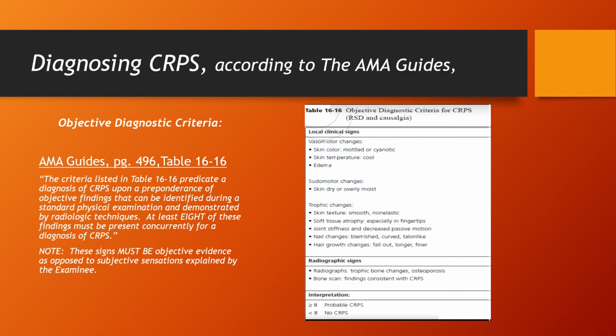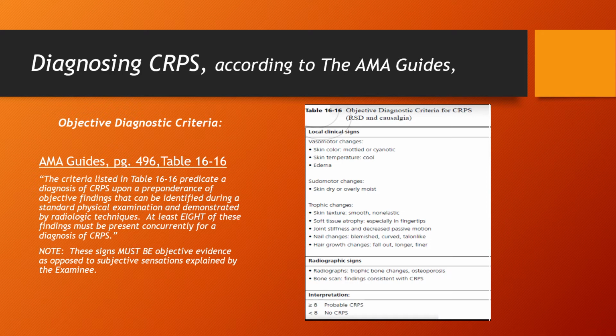Okay, so let's muddy the waters just a little bit more. Let's take a look at how we diagnose CRPS according to the guides. Now, you remember the Budapest criteria was how the medical community and the researchers and the scientists are discussing the relevance and if indeed an individual has CRPS by the criteria that were listed there. Now we have the diagnostic criteria used by the AMA guides. I have mentioned to you they refer you to chapter 13 in order to make an impairment rating. However, you find the diagnostic criteria in chapter 16.